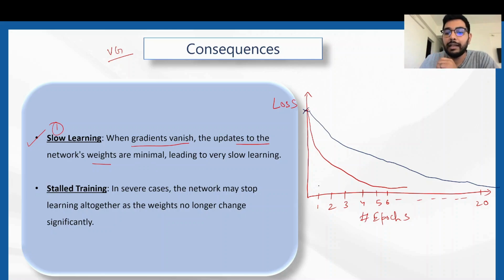This means that to reach this particular point of loss, which is the minimum, in the ideal case scenario, when we are not facing any vanishing gradient, we need only 6 epochs, whereas if we were facing the vanishing gradient problem, we would need at least 20 epochs to reach that particular point, which will increase the time, as well as the computational resources required to reach that particular point.